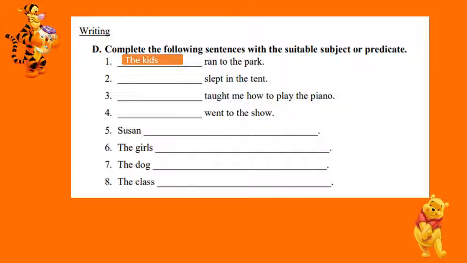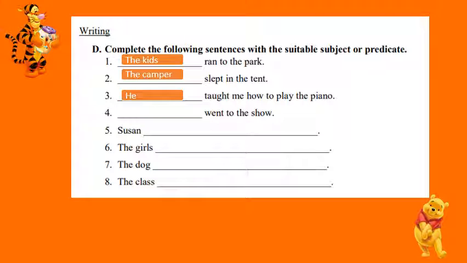Number 2, slept in the tent. Who might sleep in the tent? The camper, maybe. The coach, maybe, if you want. My dad, maybe. It can work here in the sentence. Number 3 now, taught me how to play the piano. Who would teach me how to play the piano? Simply my teacher, or he or she. You can use a subject pronoun also here. So it's up to you.